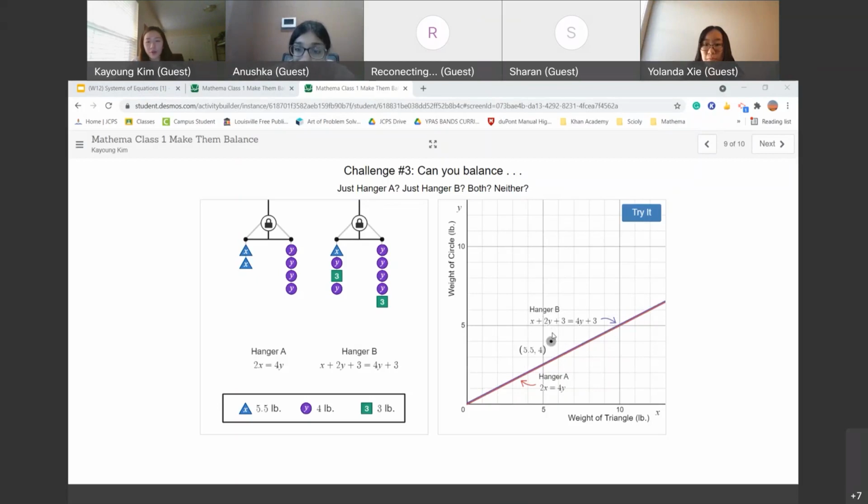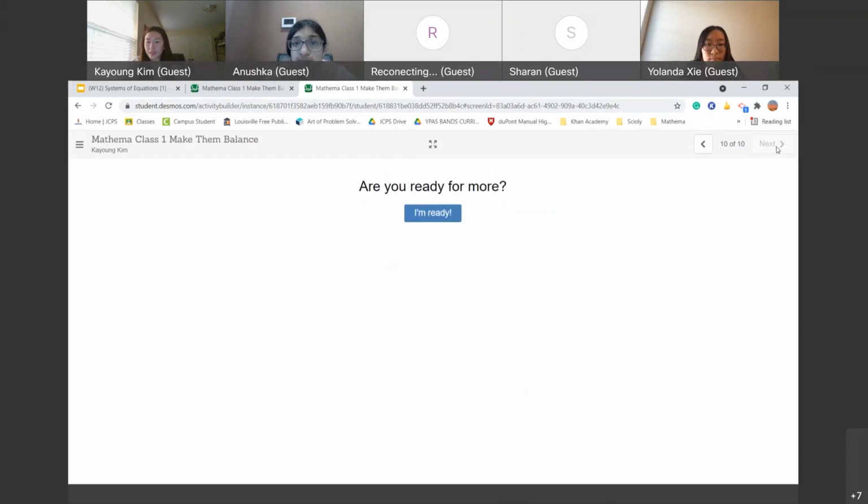Yeah, so both of them are always going to be balanced. So it's either none of them are balanced or both of them are balanced because they're the same line. So this is when you would have an infinite number of solutions.